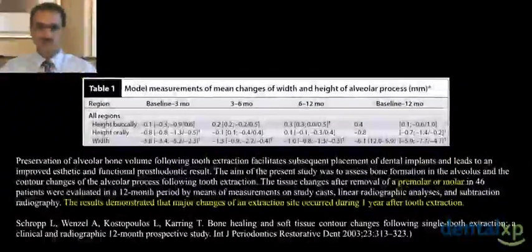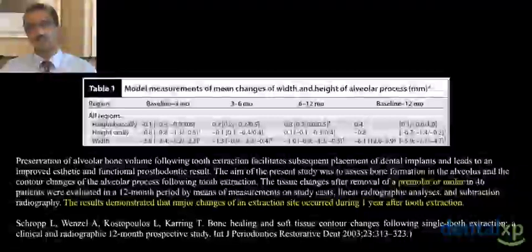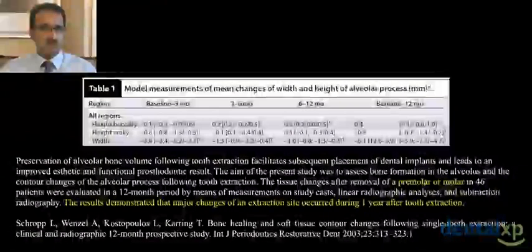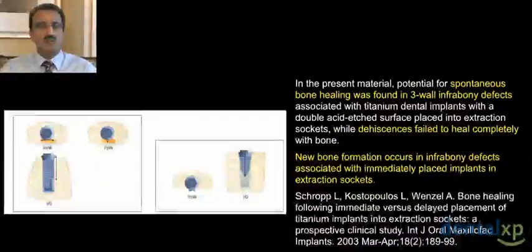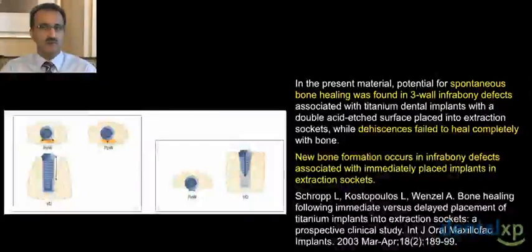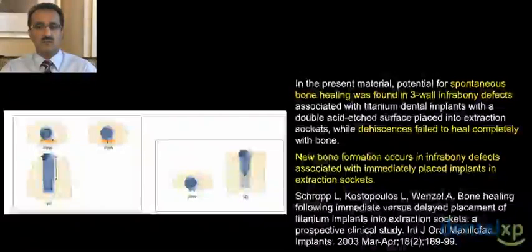Schropp's work has shown quite dramatic changes in the width of the ridge in extraction sites, and we know that this is the case. We also know that if we place implants into extraction sockets, providing that the labial bone is present, that we can see fill of the bone in that jumping distance. A number of studies have shown this, and that distance can fill even 2 or more millimeters of space.